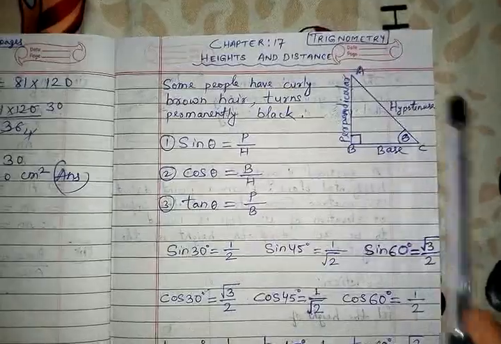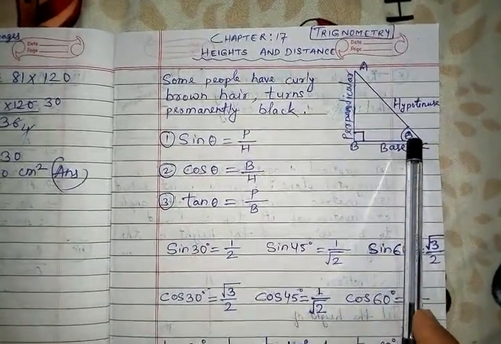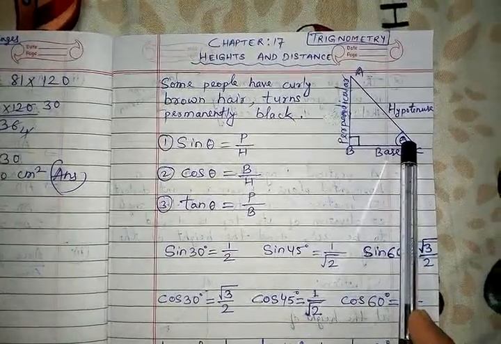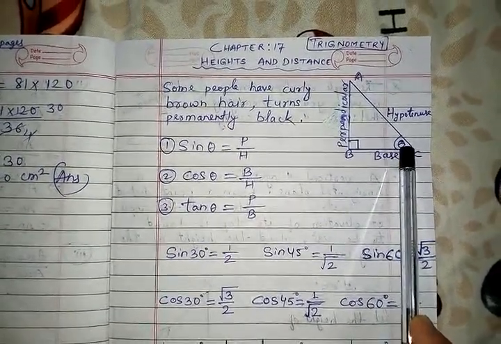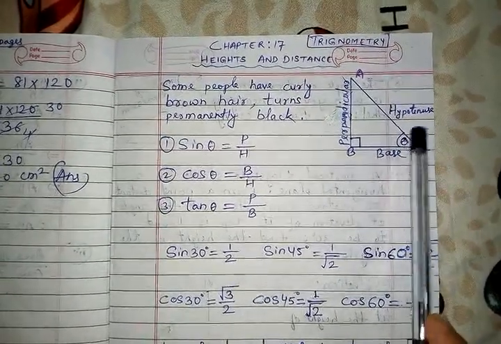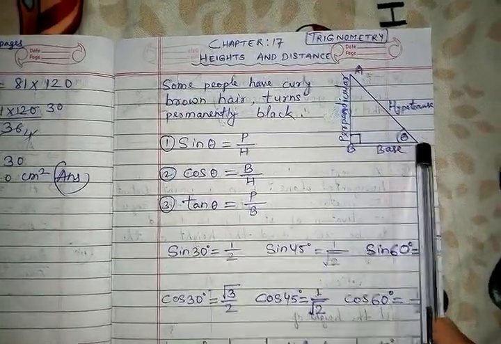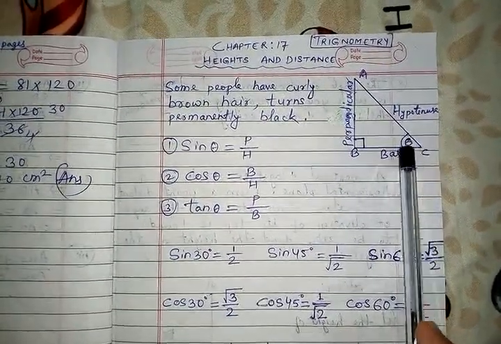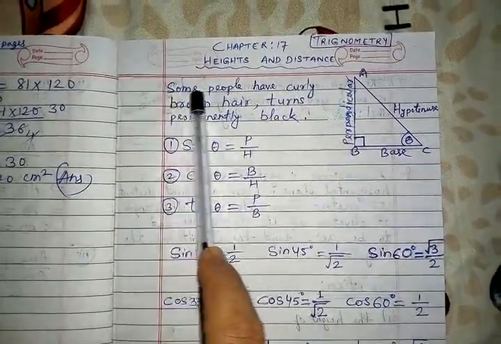You can see the diagram: this is the hypotenuse, this is the perpendicular, this is the base. And this theta is an acute angle. It can be 30 degree, it can be 60 degree, it can be 45 degree. Acute angle means anything less than 90 degree. So it can be any angle, and I named it theta. So sine theta is P by H. It comes from Some people have.